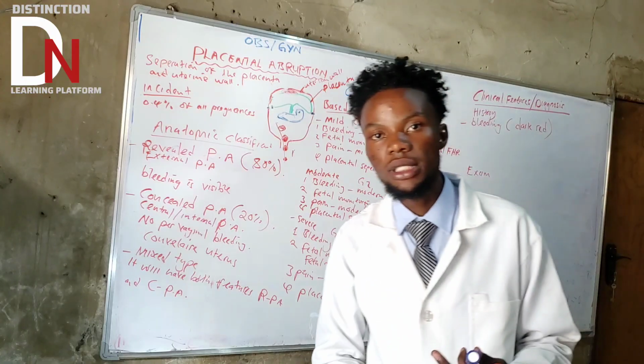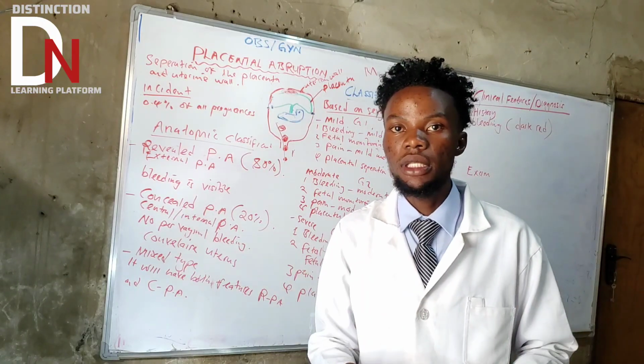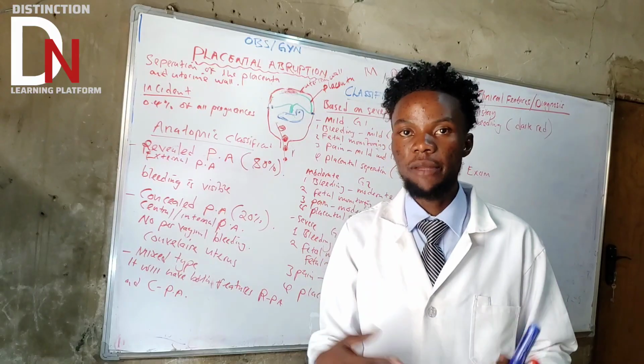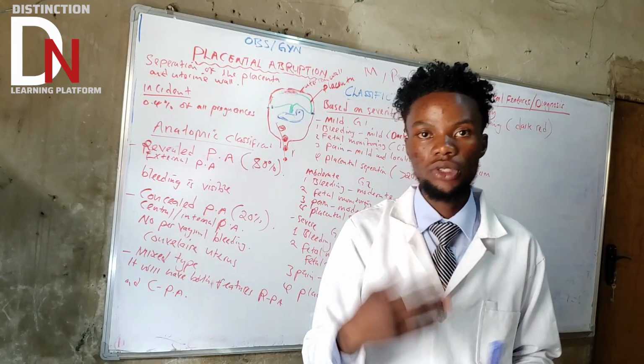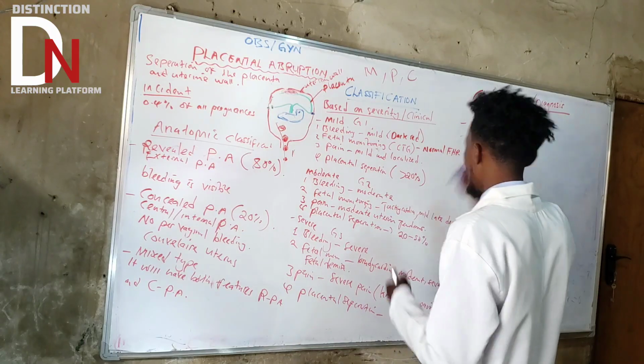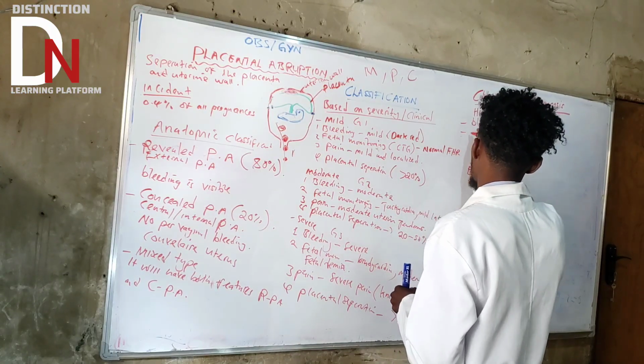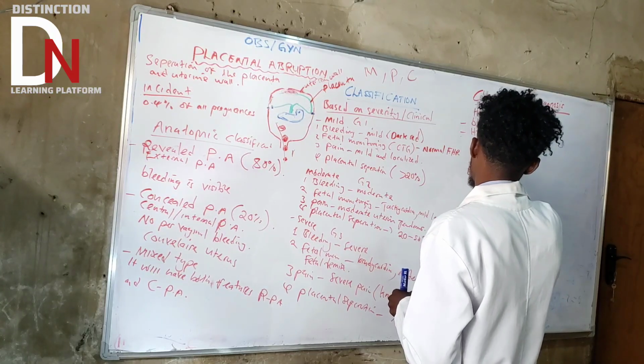Also ask about when it started. Is it associated with pain? How long has the bleeding been there? How many sanitary pads do they use per day? So you need to quantify that as well. Also ask about the history of trauma. Very important.